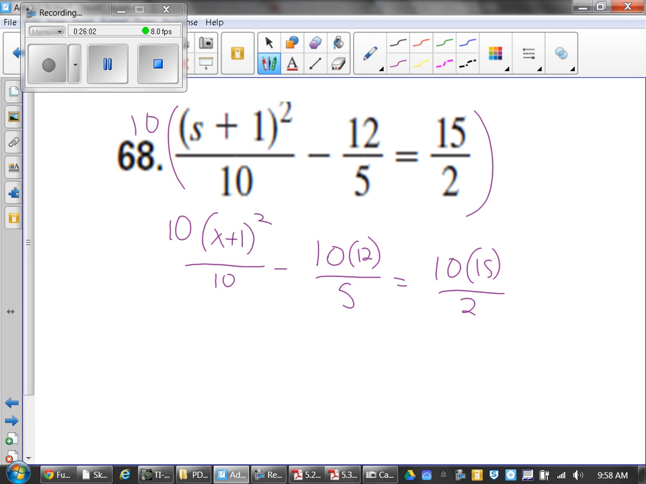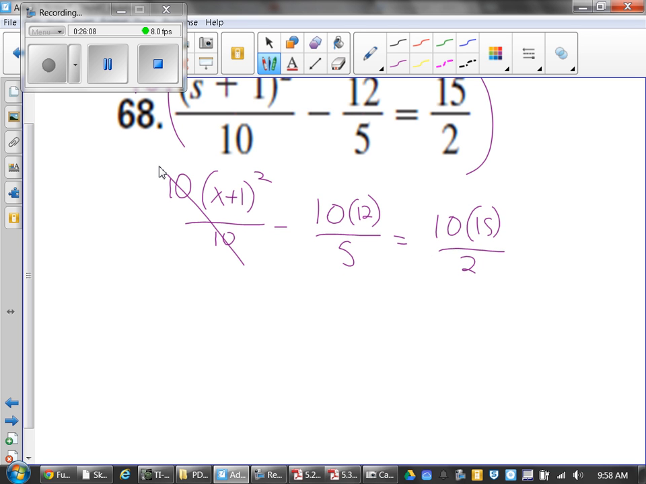What's 10 over 10? One. It's 1. Okay. What's 10 divided by 5? 2. And 10 divided by 2. 5. Have my fractions gone away? Yes. Now it's an easy problem.